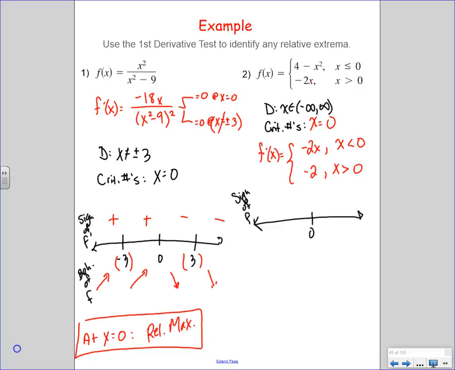Plug into the formula, the derivative, and check whether it's positive or negative, which will tell me what F is doing, the behavior of F. So would you plug into only the negative 2x? Well, for the left one, let's do that one first.